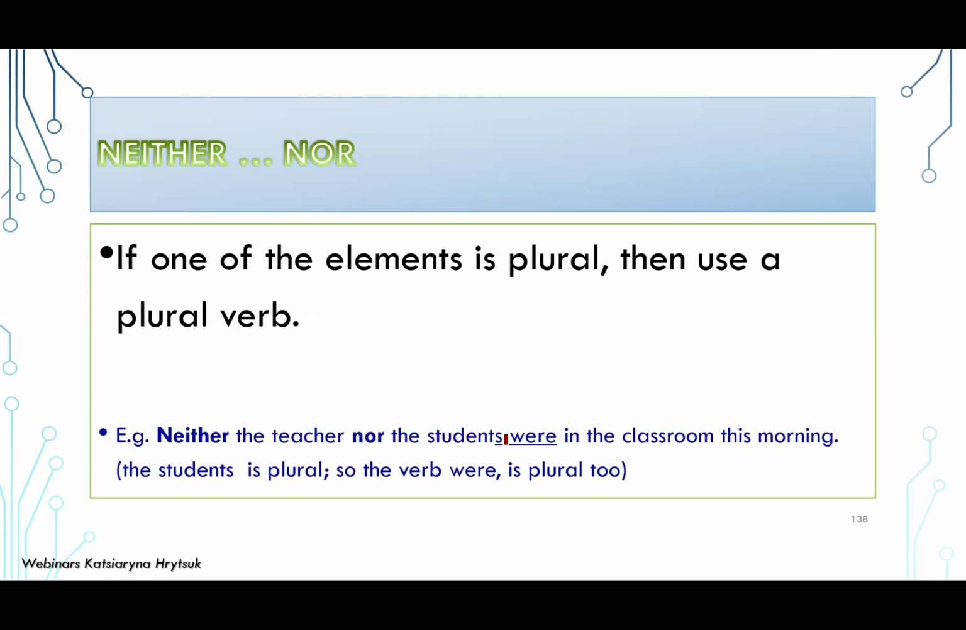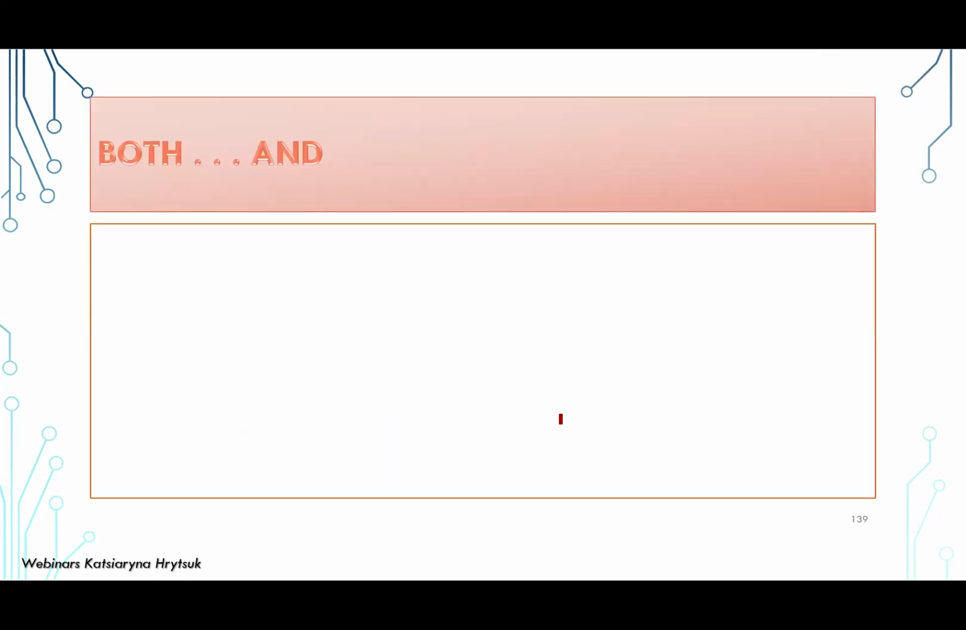Here, as soon as one element is plural, Emilia, can you read the example? Neither the teacher nor the students were in the classroom this morning. Yes. So in this case, you see students is plural, so the verb goes plural. Okay. Remember, it's also a very common question in tests.